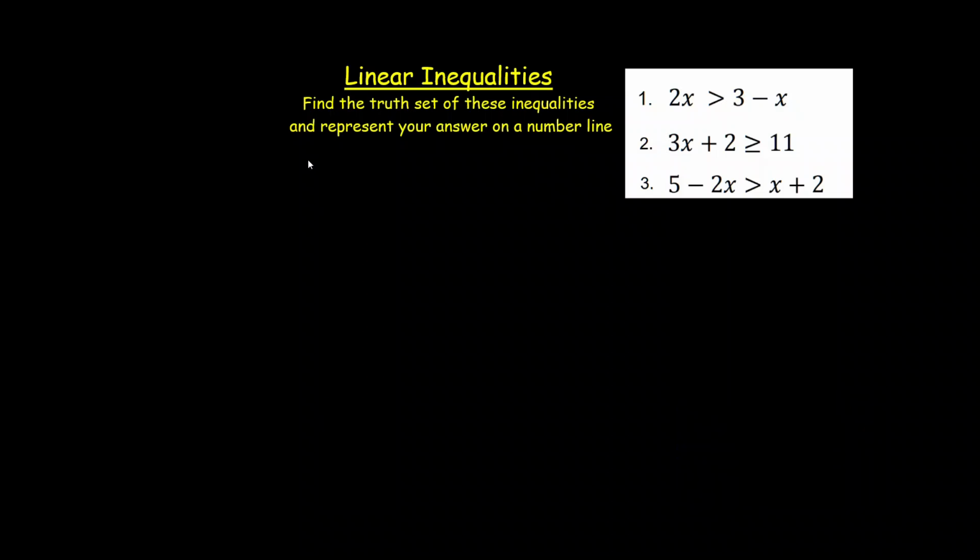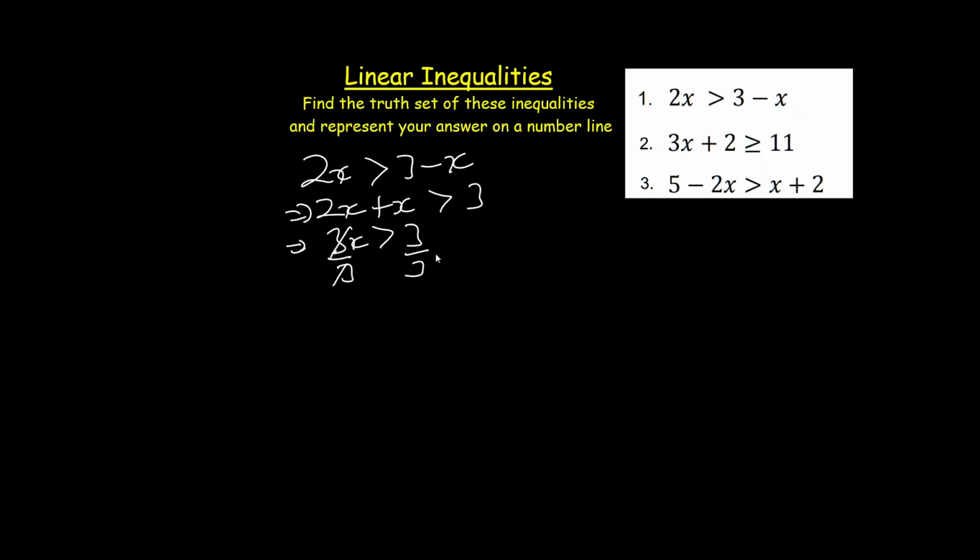Our very first question we have over here is 2x greater than 3 minus x. What we have to do is bring a negative x to where the 2x is. So it's going to be 2x. Now the negative x is negative, so when it crosses the sign, it's going to be positive x, greater than 3. 2x plus x will give us 3x greater than 3. We need to divide both sides by 3.